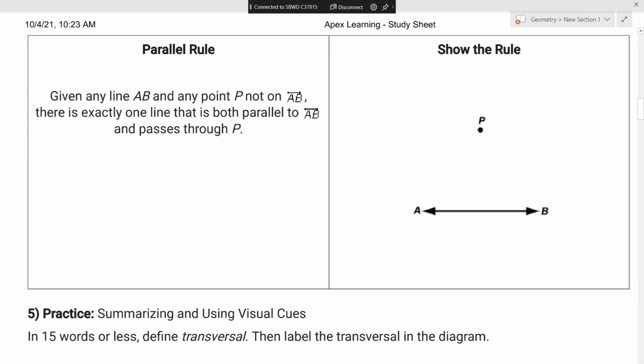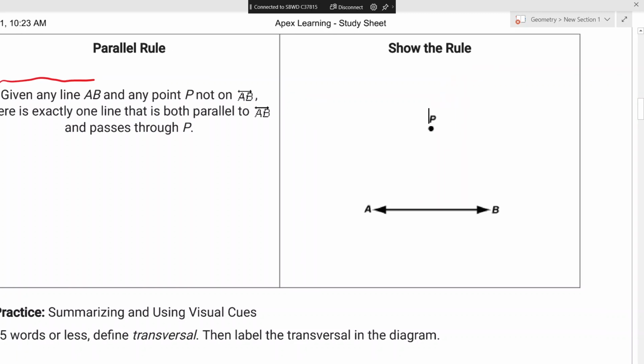All right. You ready? So on the next page here, sorry, we're going to go quickly. Given any line AB, so here's our line AB right over here. All right, they drew a line for us. And point P, not on AB, there you go, boom. There's one line that's parallel. Can you all draw a line parallel to that line through that point? You know what that means? It's going to look like this. There you go. Easy enough? Okay. That's all.